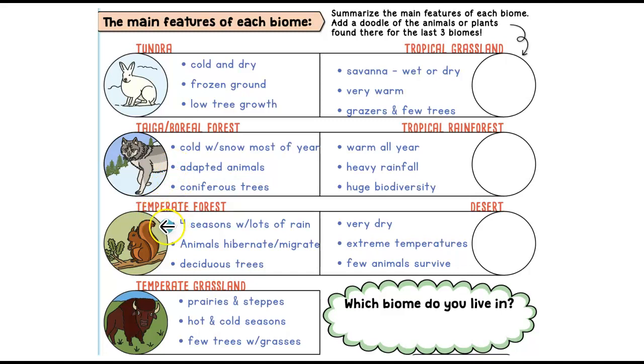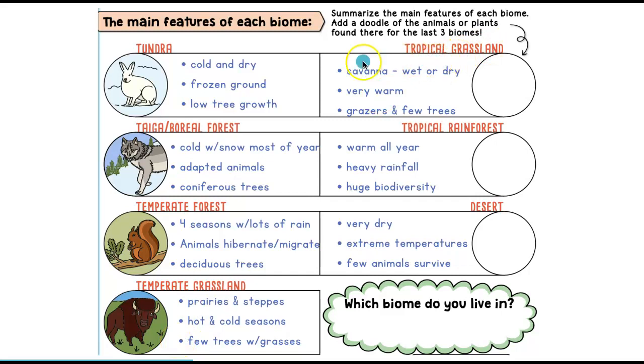Then we have the temperate forest, which has 4 seasons with lots of rain. Animals either hibernate or migrate, and it's full of deciduous trees. Temperate grassland is where the prairies or the steppes are. They have a hot and cold season. There are very few trees, but lots of grasses.